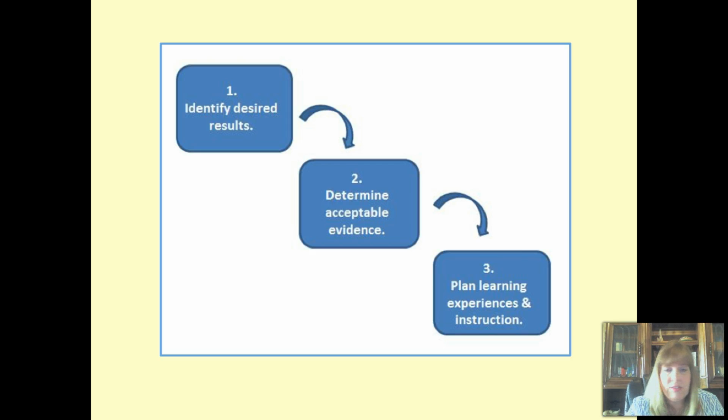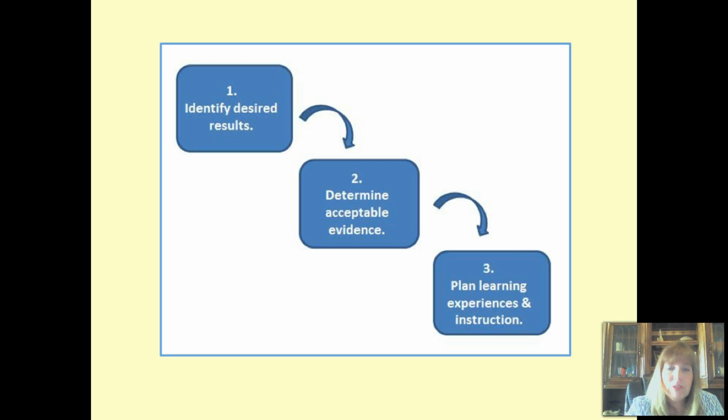The second step is we have to determine what is the acceptable evidence, or what types of assessment evidence we can use to show that our kids are on the right track to where we need them to be in the learning of this topic. In this step, we're going to look at all the ways, formal or informal, that we can see that kids are on track to meeting their ultimate goals.